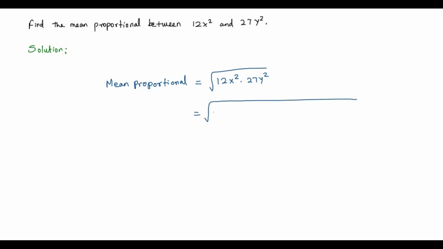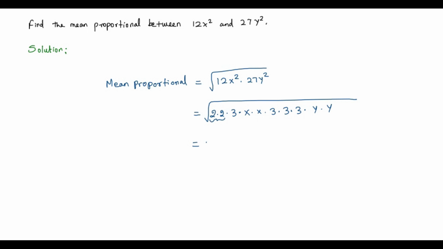So I decompose each term. To simplify the square root, 12 can be written as 2 times 3, and x square can be written as x times x, and 27 can be written as 3 times 3 times 3, and y square can be written as y times y. Okay, for every two same terms inside the square root, we can take one term out of the square root.